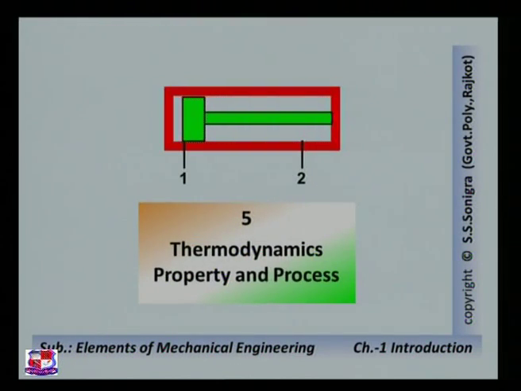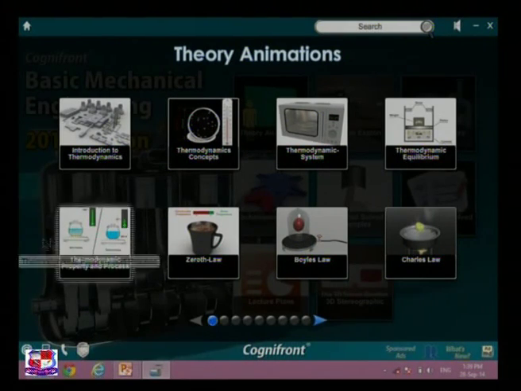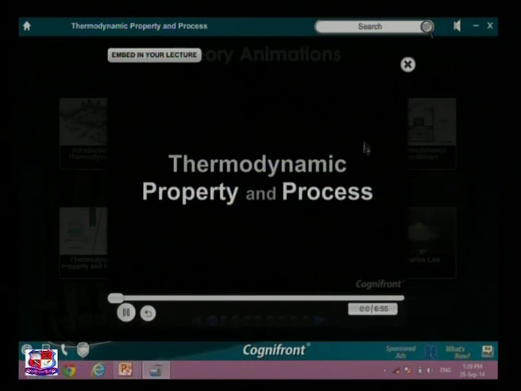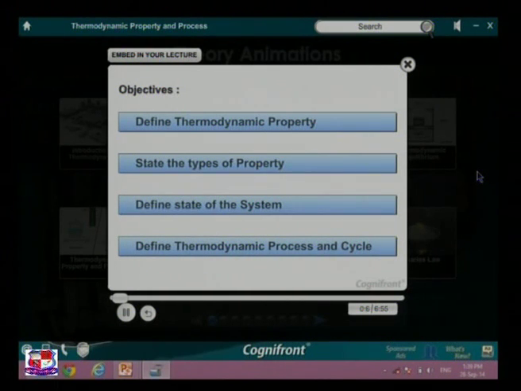Now, let me see thermodynamic processes, properties and process. Thermodynamic property and process. The objective of this session is to define thermodynamic property, state the types of property, define state of the system and define thermodynamic process and cycle.